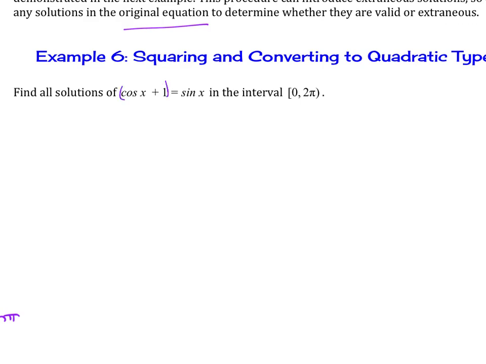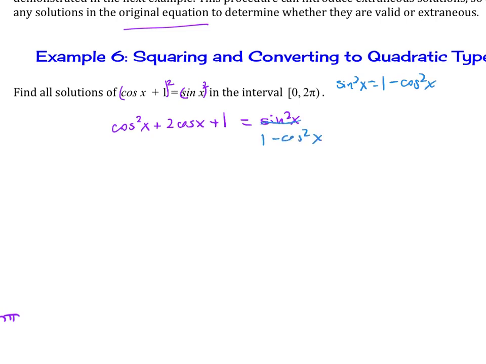So what we're going to do is square each side, see if that helps us out. So cosine of x plus 1 becomes cosine squared of x plus 2 cosine of x plus 1, and the right is sine squared of x. I want to write one type of trig function, so I'm going to change the sine squared of x to cosine. Sine squared of x equals 1 minus cosine squared of x.